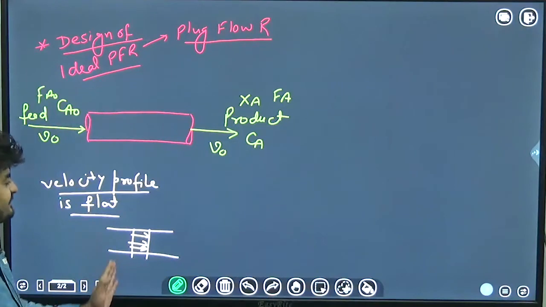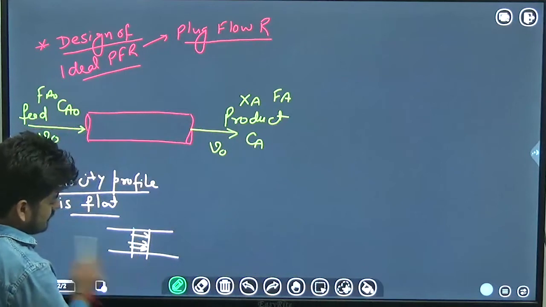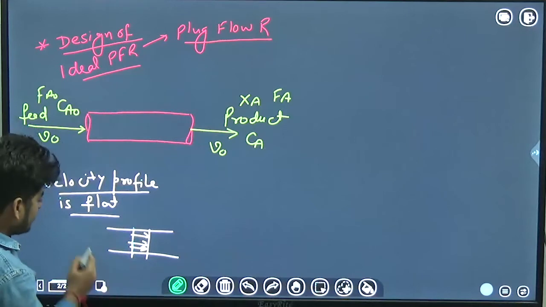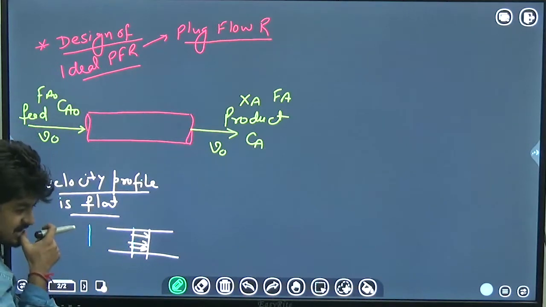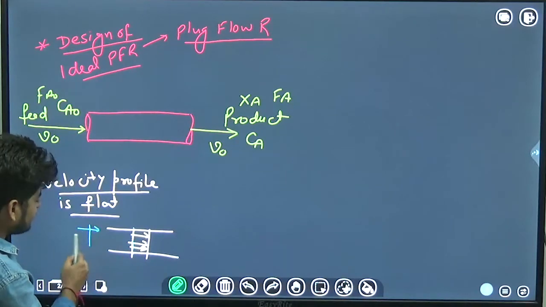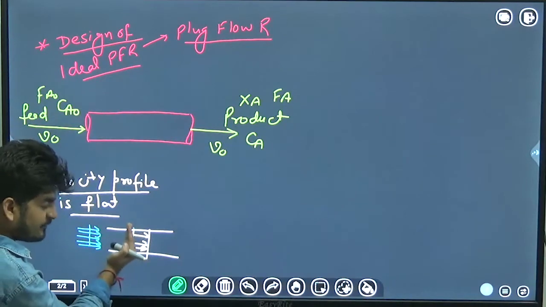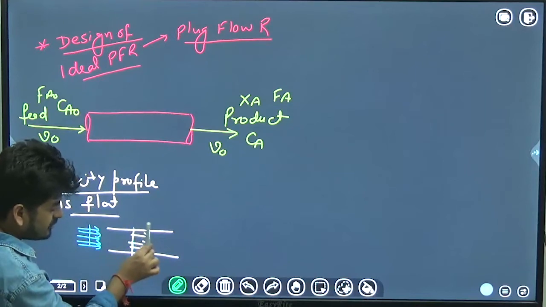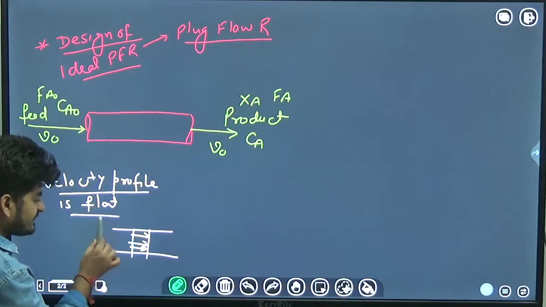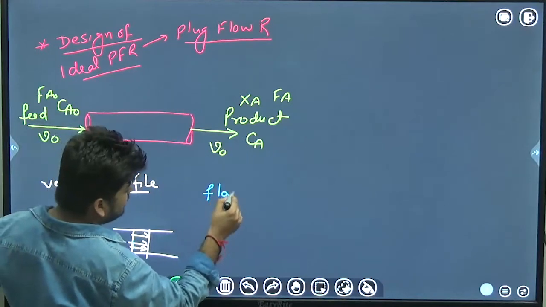Okay, and since the velocity profile is flat, whatever molecules are there, just try to understand, velocity profile is flat. So if I have molecules like this, these are some molecules. Velocity profile is flat means in the y direction, in the vertical direction, every fluid layer is moving with the same velocity. So all these molecules will also move with the same velocity. So that's why the concentration profile will be flat as well.